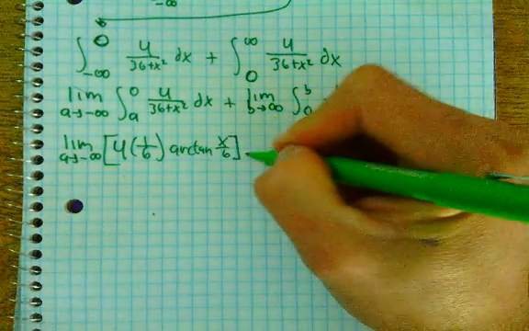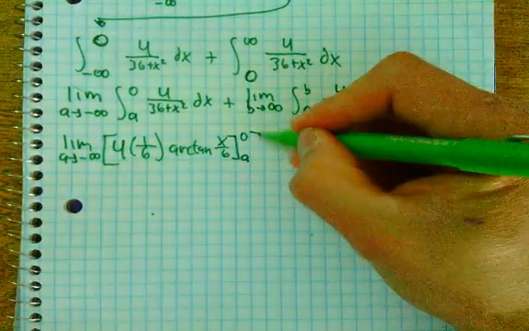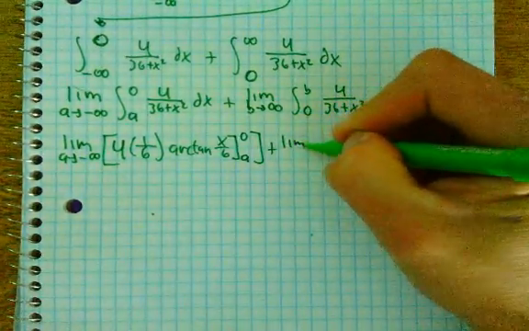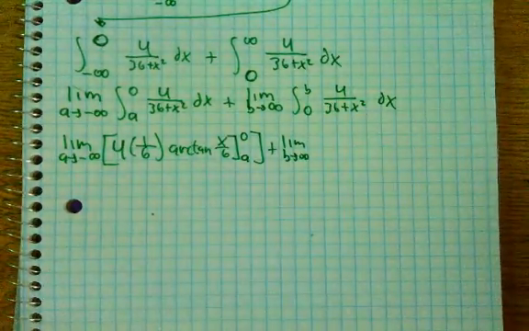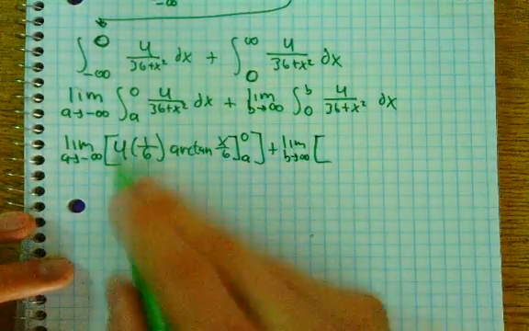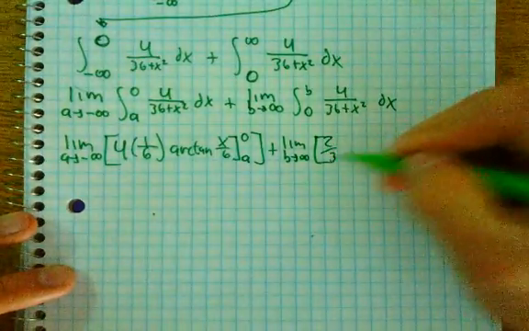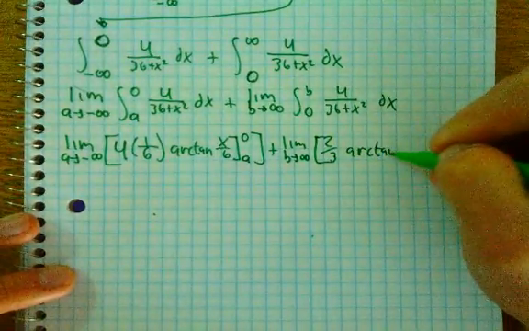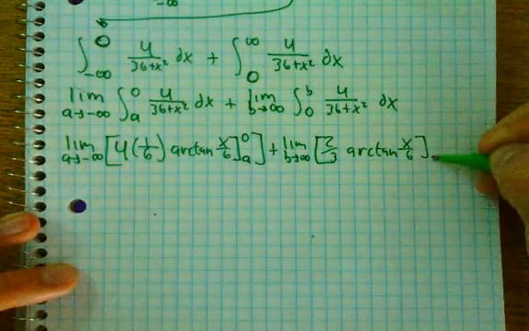Agreed? That's one of the limits. Plus, limit as b approaches infinity, and it will be the exact same thing, agreed? I'm going to go ahead and simplify this out. 4 times 1 over 6 is going to be 2/3, right? So 2/3 arctangent of x over 6, but this time we're going from 0 to b. Cool?